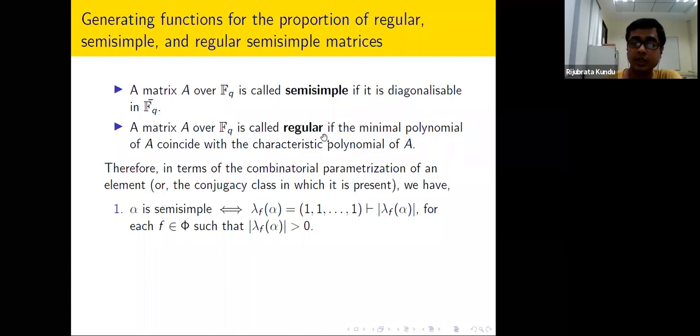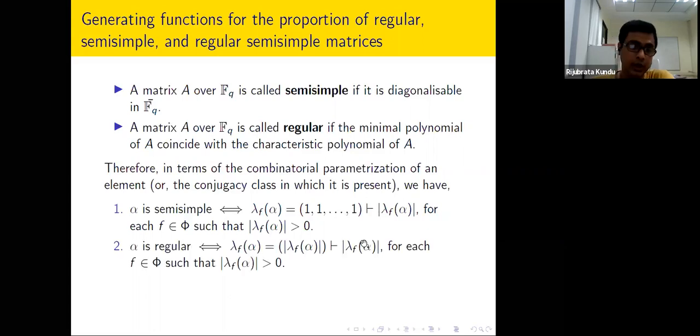Therefore, what do these properties mean in terms of the combinatorial parameterization of an element? What does semisimple mean in terms of the combinatorial data? It just means that for each f, the partition lambda_f(alpha) is such that all parts are equal to one. And that is rightly so, because it is diagonalizable, so the minimal polynomial is separable, and therefore you cannot have larger size blocks. So it is the partition (1^n) for all f such that lambda_f maps to a non-empty partition.